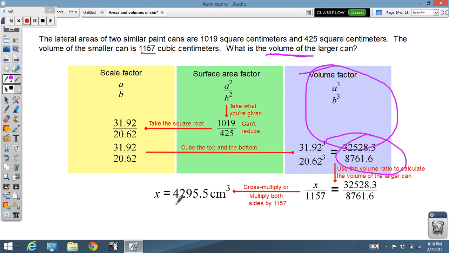Okay, then I cross multiply and divide. I can find the value of the volume of the larger can. Okay? Okay. Look that over, make sure it makes sense to you.